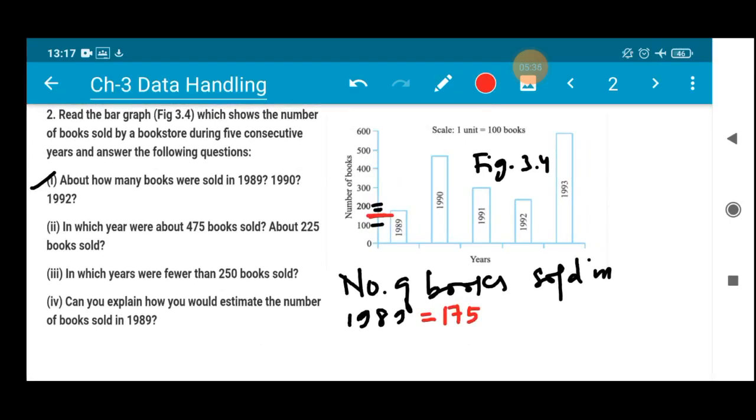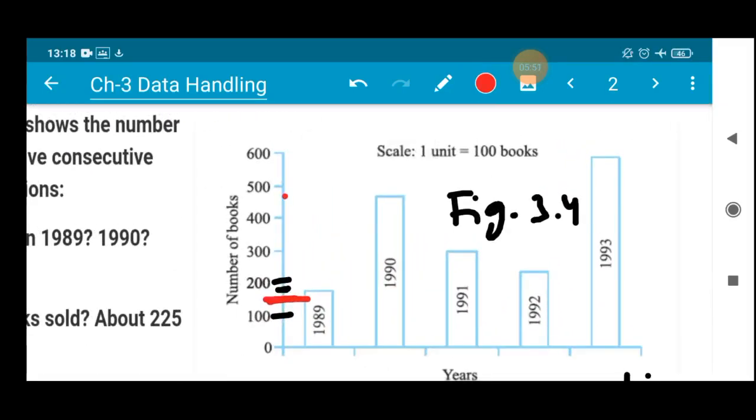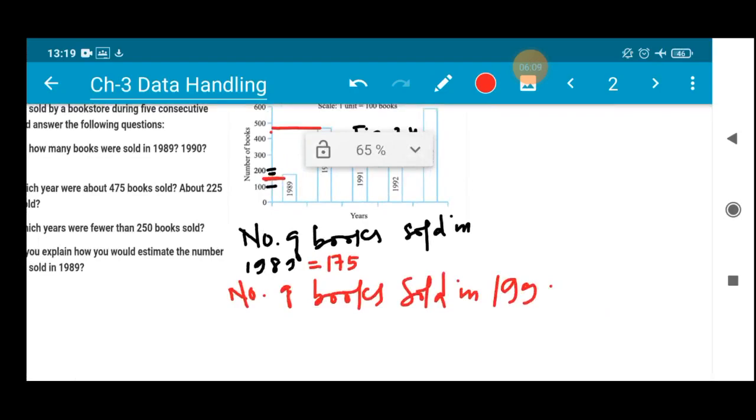In 1990, similarly, we have to find the number of books sold in 1990. So you can say 1990 is here. If I zoom it, this is 1990, which is in between 400 and 500. If suppose this is 450, then it is not 450 again, so it must be above 450. So I will be representing this as 475 only.